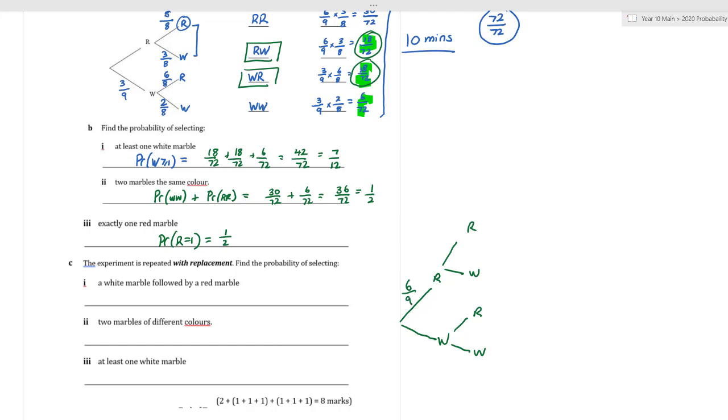So that's 6 out of 9. There's 3 out of 9 are white. And over here, that would be 6 out of 9 for red, and this would be 3 out of 9.